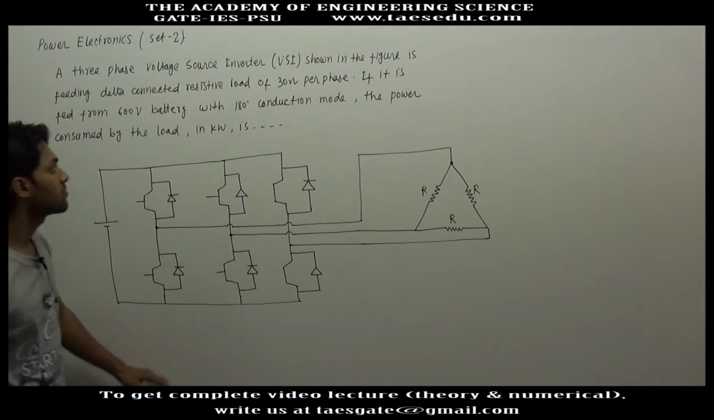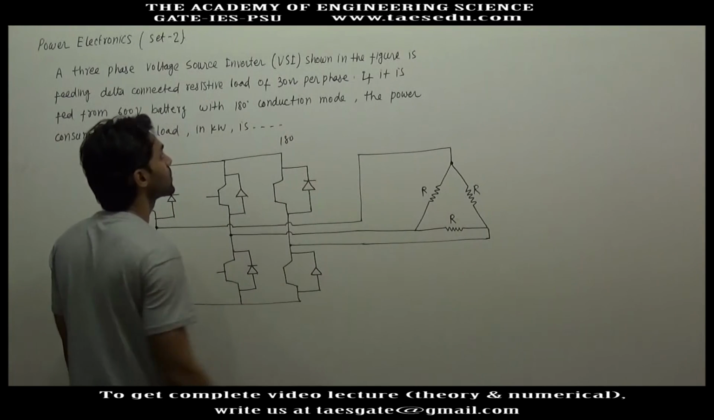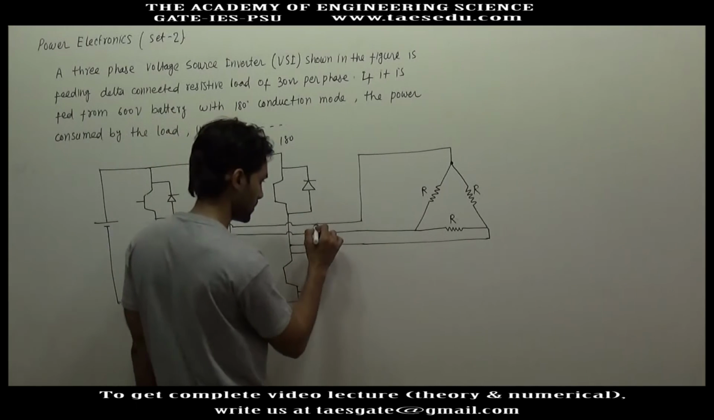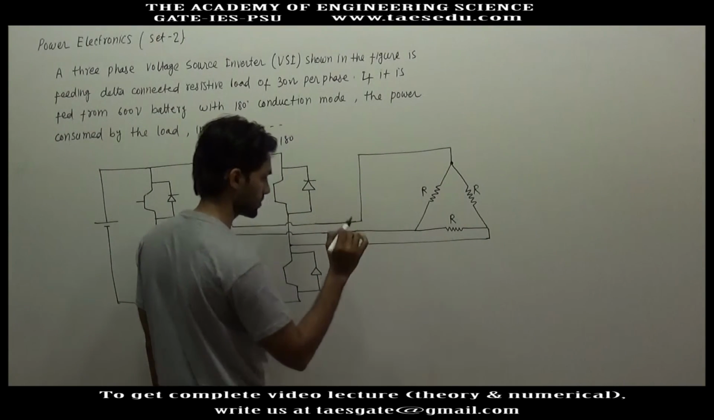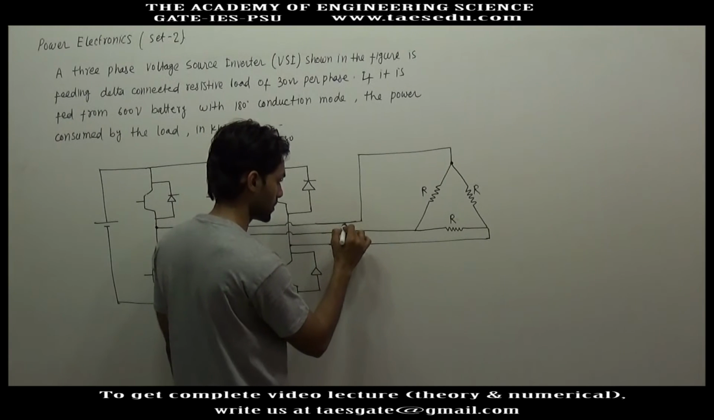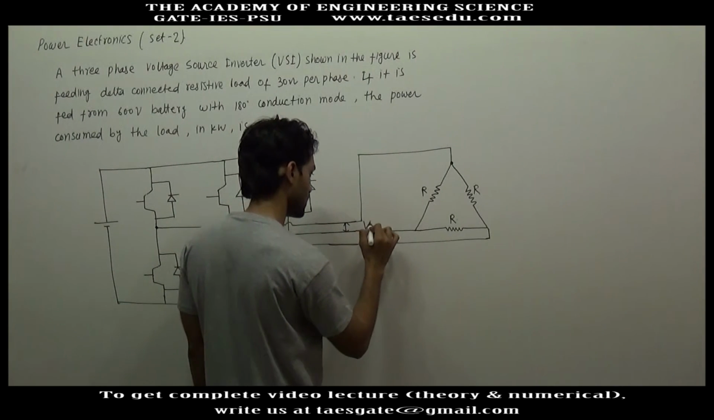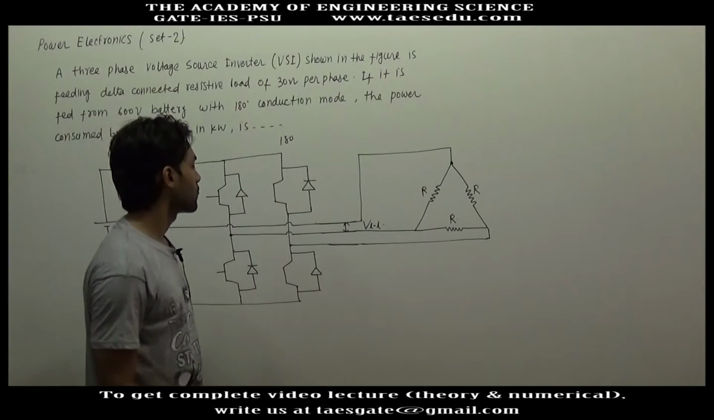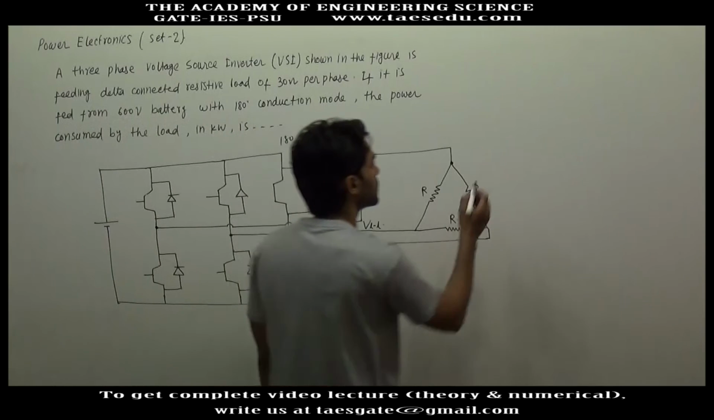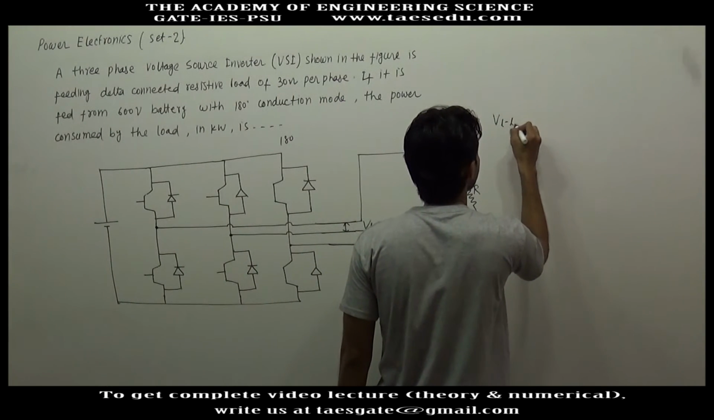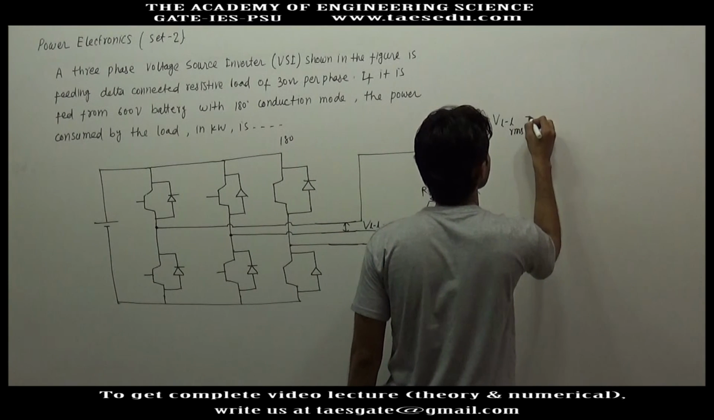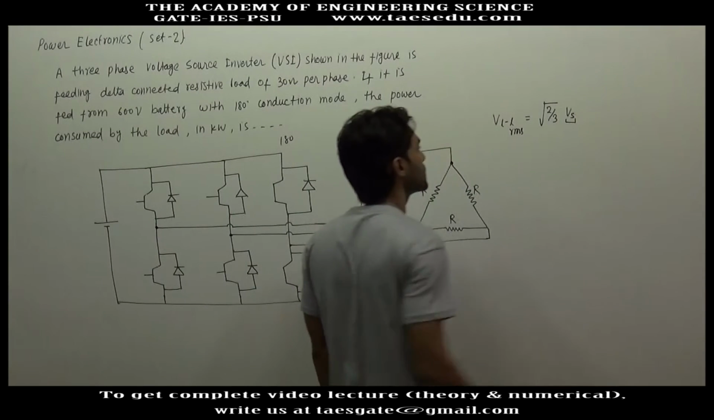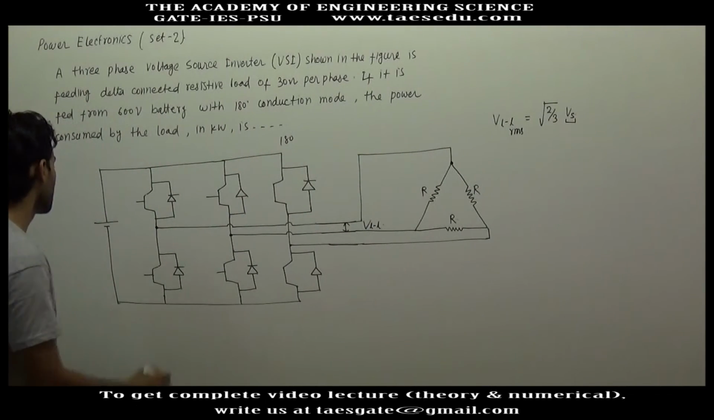This circuit diagram is of a 180-degree conduction mode, 3-phase voltage source inverter, and here we will have the 3-phase output voltage. The voltage between the two lines is the line to line voltage. In case of 180-degree conduction mode, the RMS value of line to line voltage is root under 2 by 3 into Vs, where Vs is the voltage of this DC source.